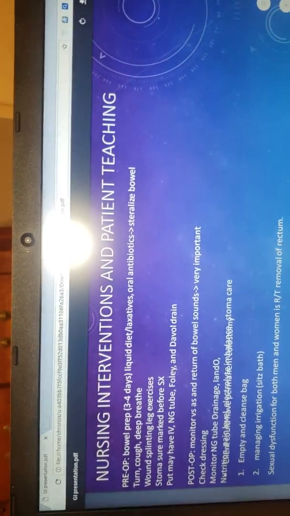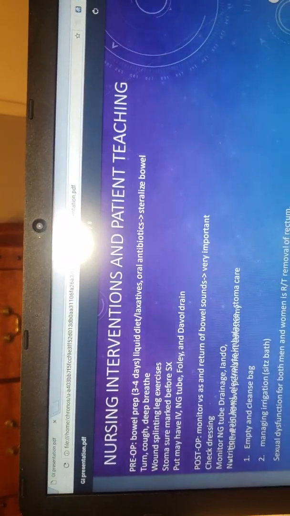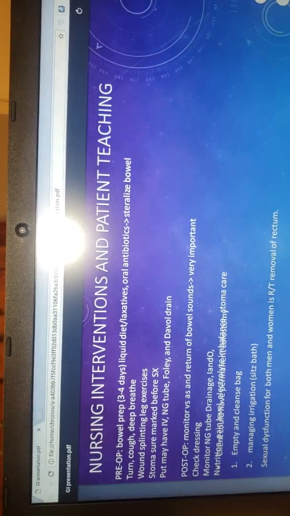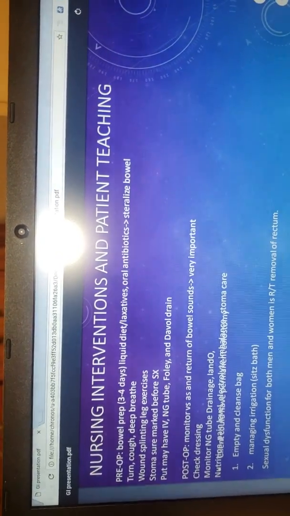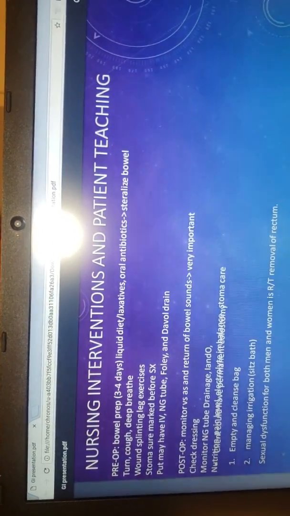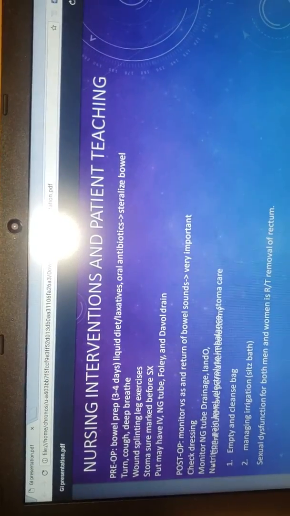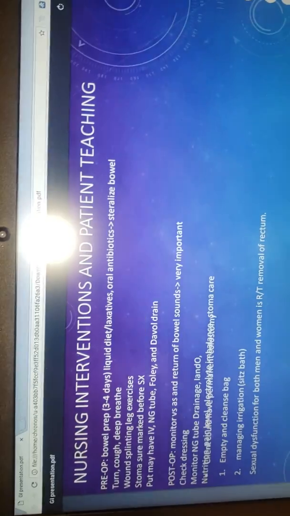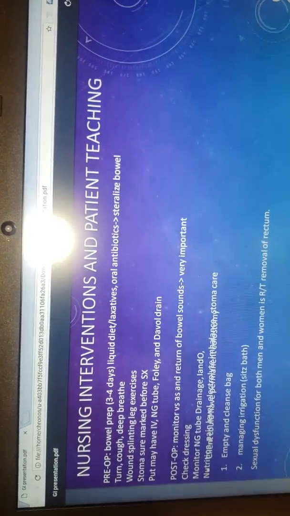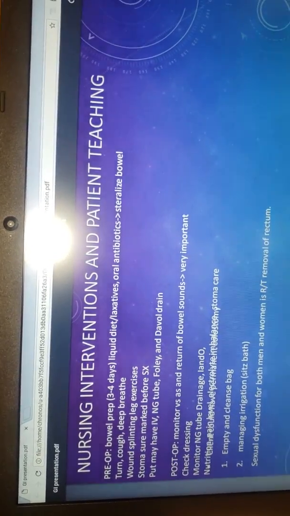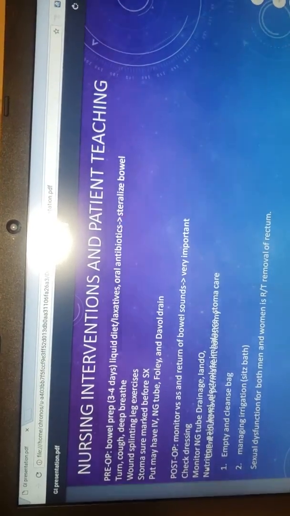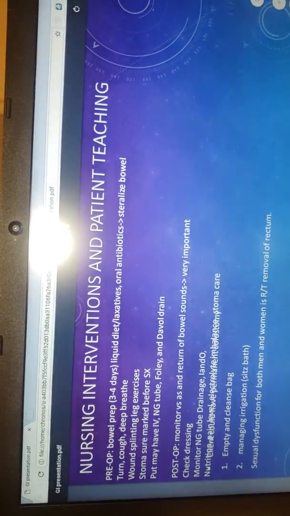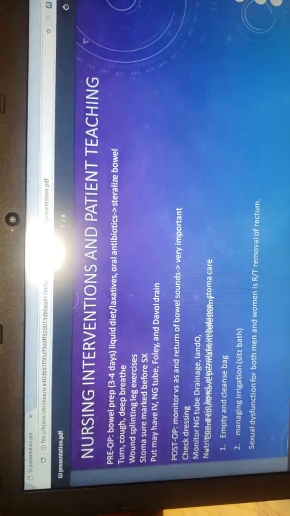Anyway, nursing interventions and patient teaching. Pre-op there's usually a bowel prep. There's 3 to 4 days that you are on a liquid diet. You have laxatives with it and oral antibiotics. This is all to just sterilize basically your whole GI tract. You turn, cough, and deep breathe. You teach the patient how to splint the wound and do leg exercises.